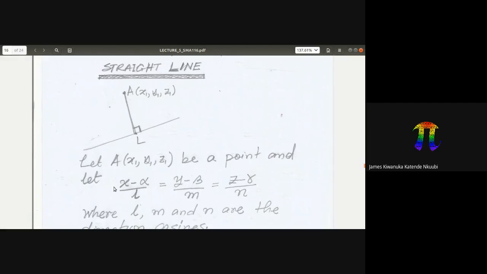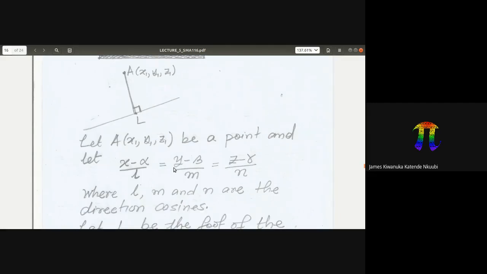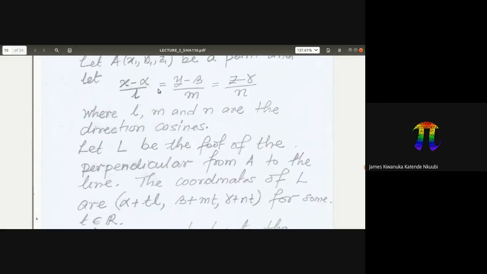Because this is the equation of the line, right? This is the equation of the line. So it means the line is parallel to the vector L, M, N. And you can write the equation in parametric form.